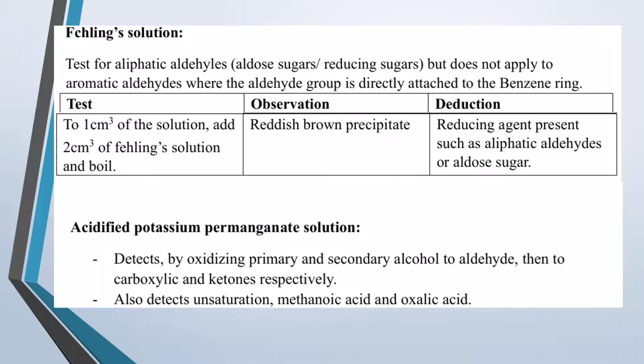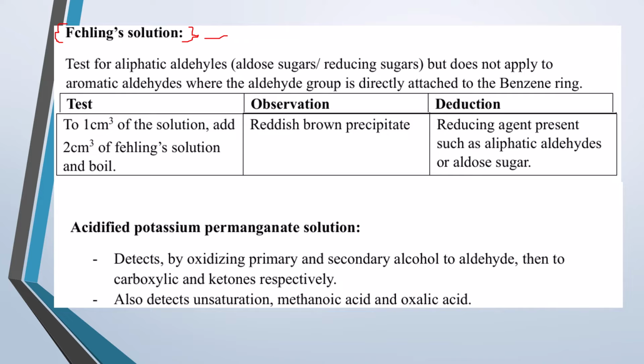So for the next part, we're going to look at Fehling solution. Now, Fehling solution is specifically used to test for aldehydes or simply reducing agents. Aldehydes are reducing agents. So Fehling solution is simply used to test for aldehydes. Now, except one aldehyde, which is benzaldehyde.